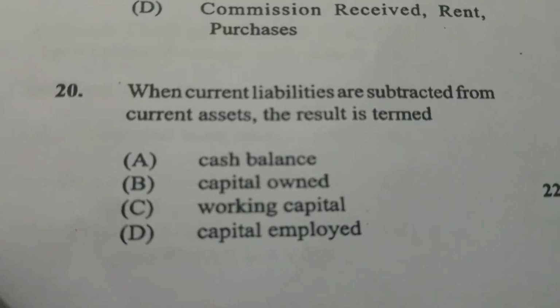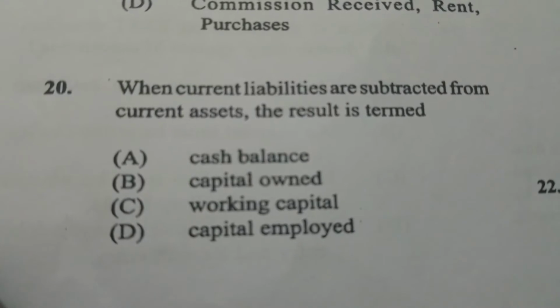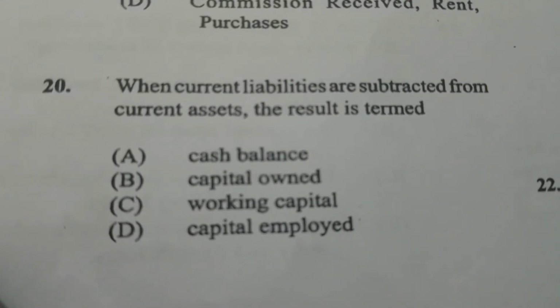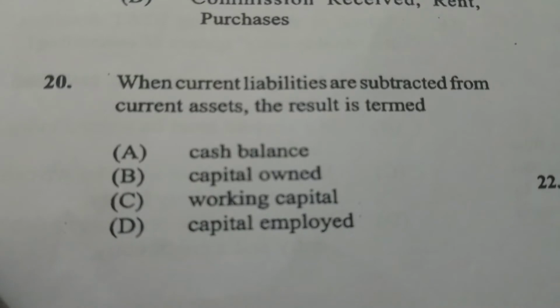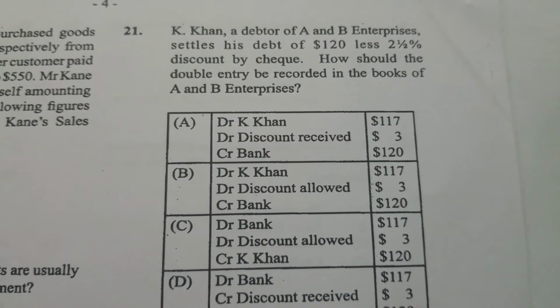Item 20 says that when current liabilities are subtracted from current assets, the result is termed as working capital. That is C.